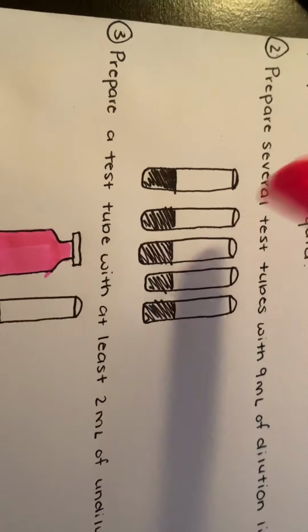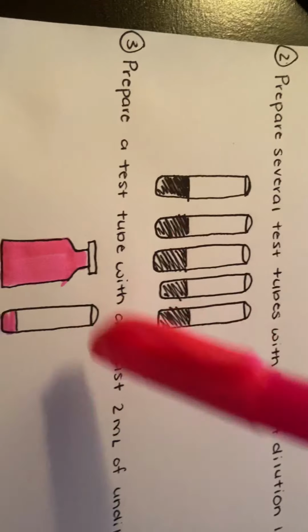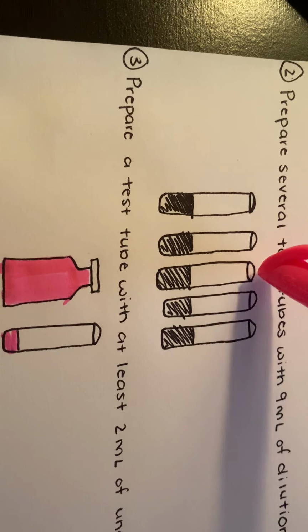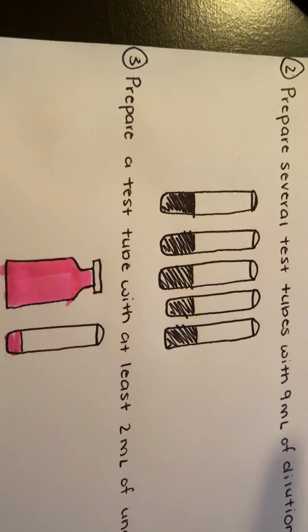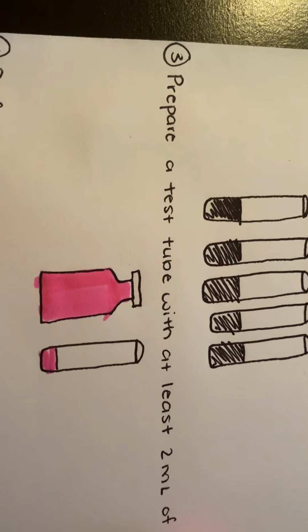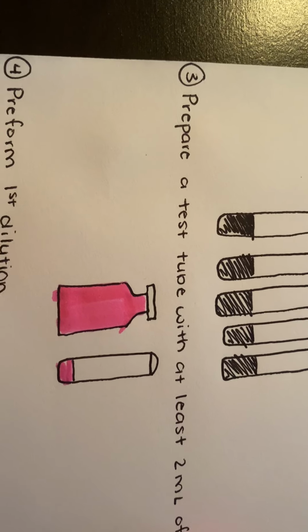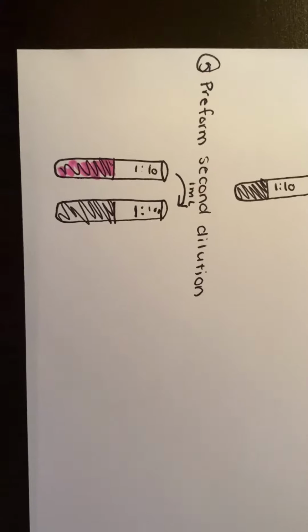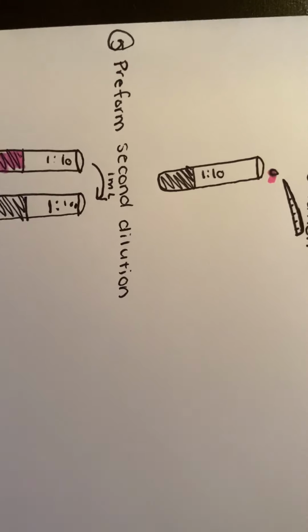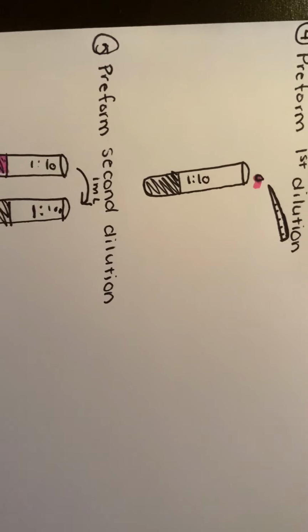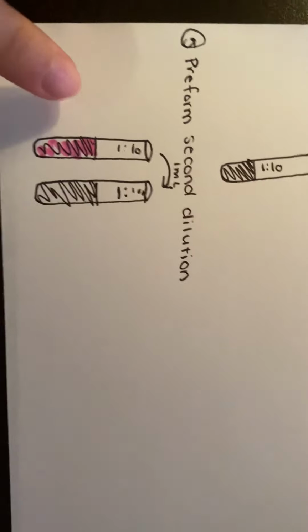We would go from the solution to this one, from this one to here, here to here, here to here, here to here. And then after we have done all of that, we will eventually reach our desired dilution or solution.